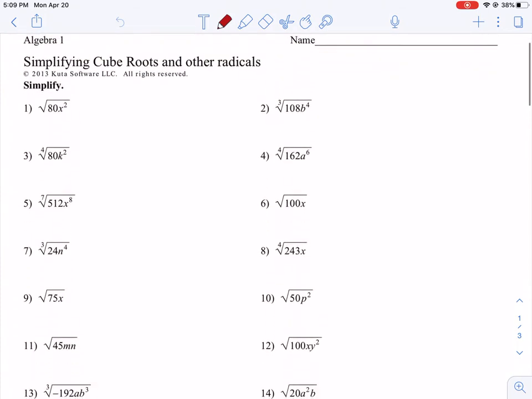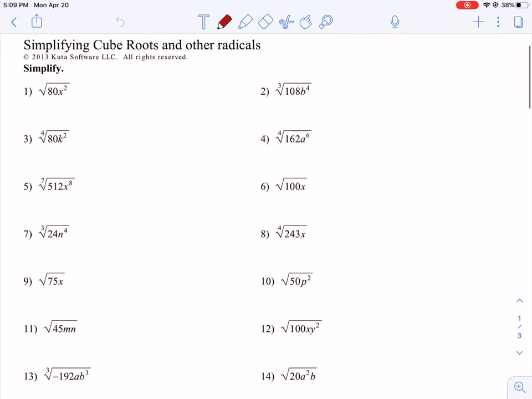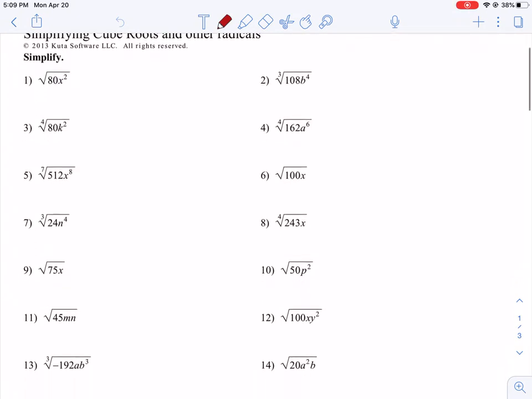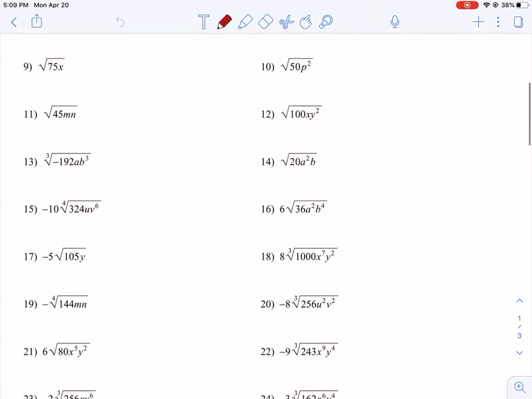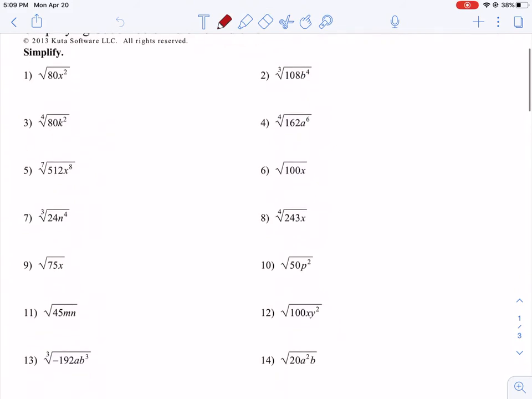But this is a typical worksheet that a teacher would give in class, dealing with cube roots, fourth roots, and even higher than that. So this is going to be a quick tutorial on how to do this. Let's go ahead and get started.